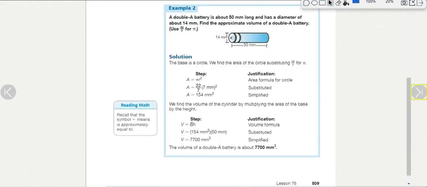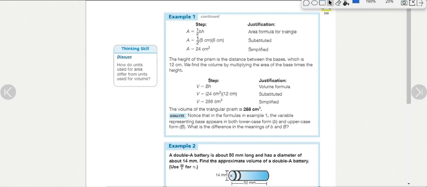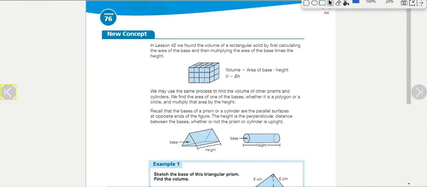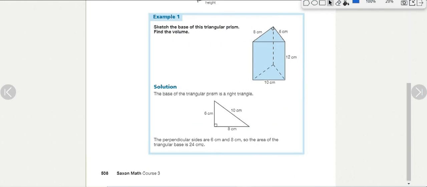How we doing? Oh, 288. My apologies. Let's see why that happened. It was 24 times 12. What did I do wrong? 48. Oh, I know. I put a 1 here, but it's 2 times 1. See, I make mistakes. 288 centimeters cubed. Don't forget those labels.